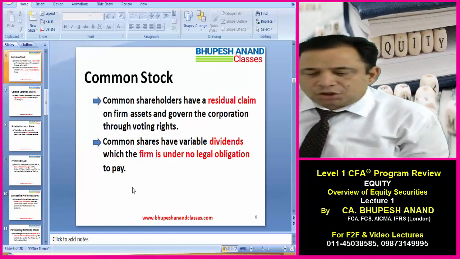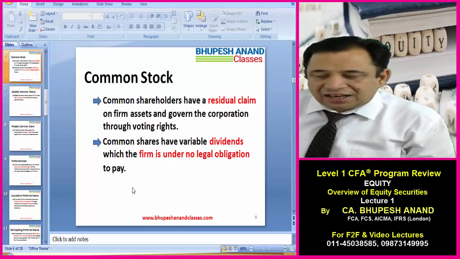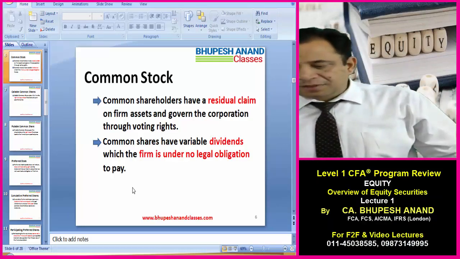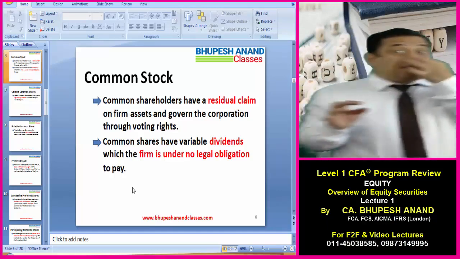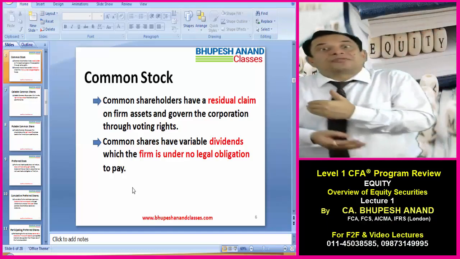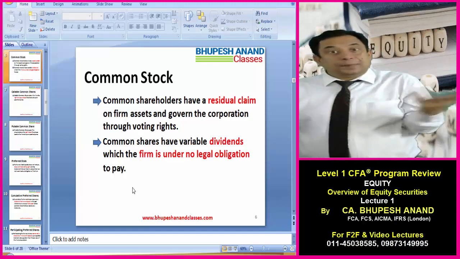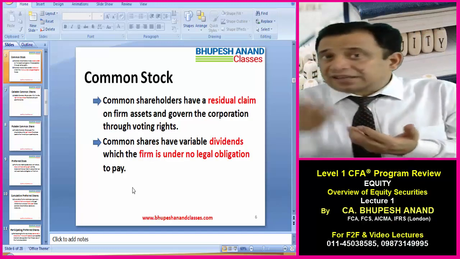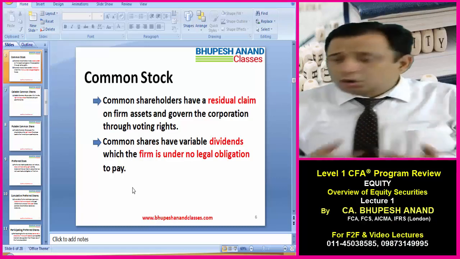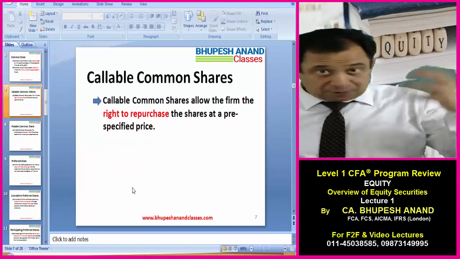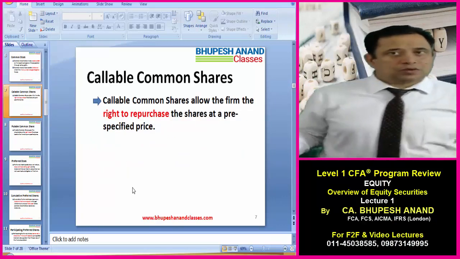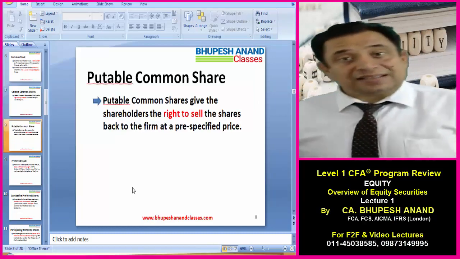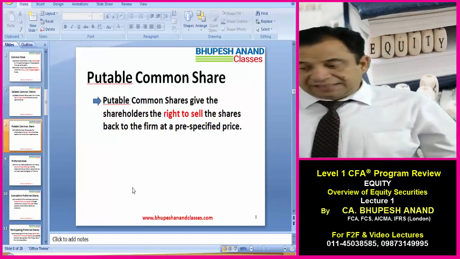Common shareholders have a residuary claim on the firm's assets and govern the corporation through voting rights. Common shares have variable dividends, and paying them is not a legal obligation for the firm. It is not compulsory that even in case of profits the company has to pay dividend. It depends on the company and on many other factors. Even if they have profits, Reliance Industries is not paying any dividend. So it is not compulsory, not legal, as per law. Callable common shares, I have just told you, are those in which the company has a right to call back the shares. Puttable common shares give the shareholder the right to sell them back if they want.